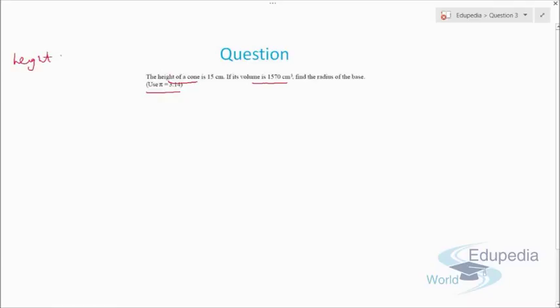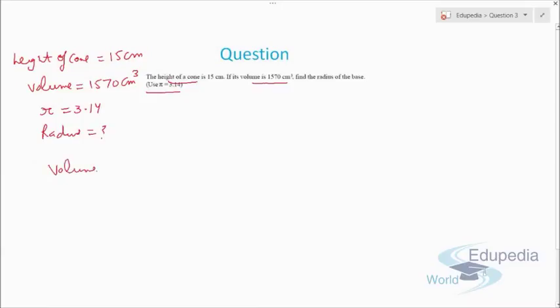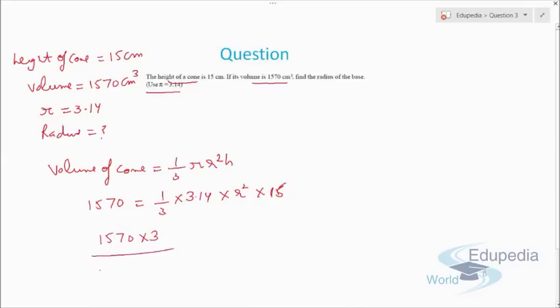Now it's given the height of cone is 15 centimeter and the volume is 1570 centimeter cube, and we need to use pi as 3.14. So we need to find the radius. Now we all know that volume of cone is 1/3 pi r square h, right? So the volume over here is 1570, which will be equal to 1/3 into pi is 3.14 into r, which we need to find, and height is 15 centimeter, right? So when you cross multiply, this will be 1570 times 3 upon 3.14 times 15 equals r square.